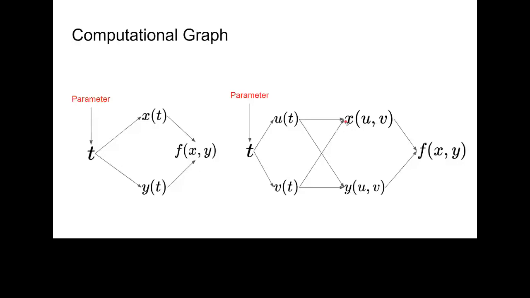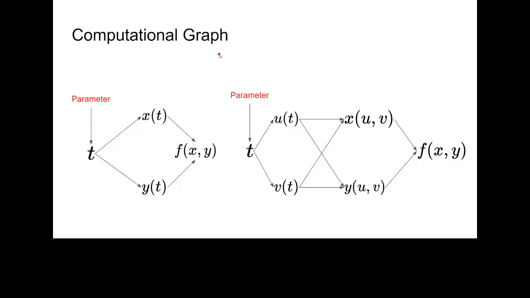I use similar logic here. I have a parameter t, and then I find u of t and v of t. Then I use u and v to find x, and I use u and v to find y, and then I use x and y to find f. This kind of structure provides an ordering to our calculation. This is known as a computational graph.